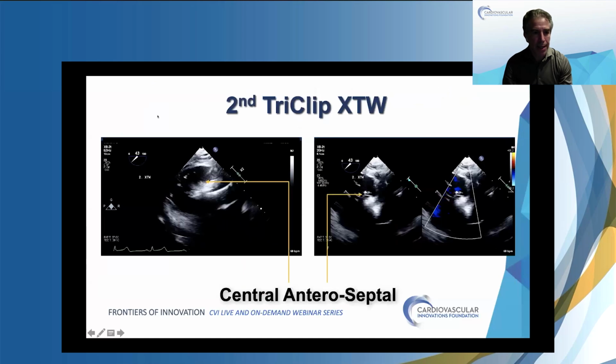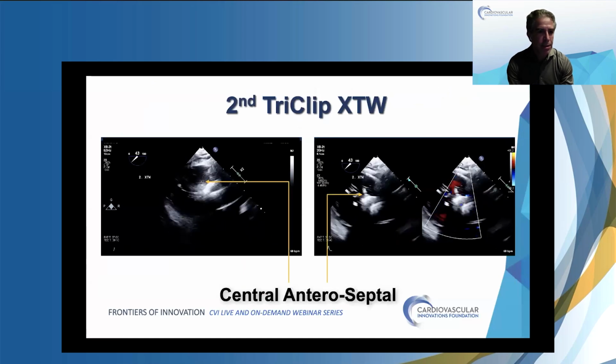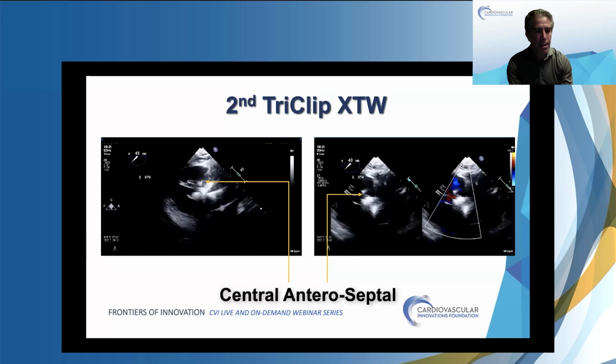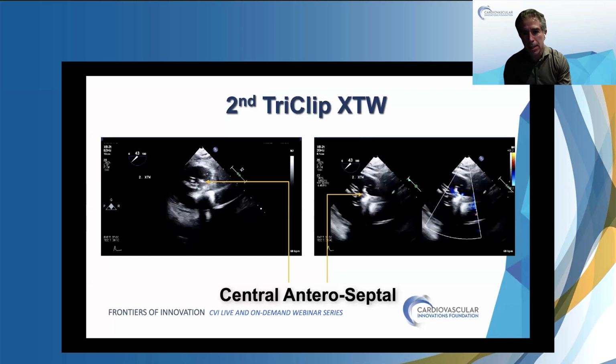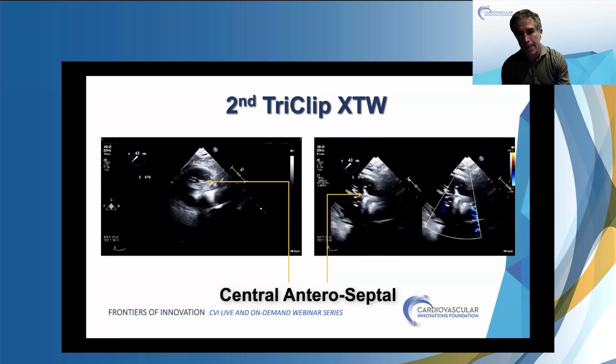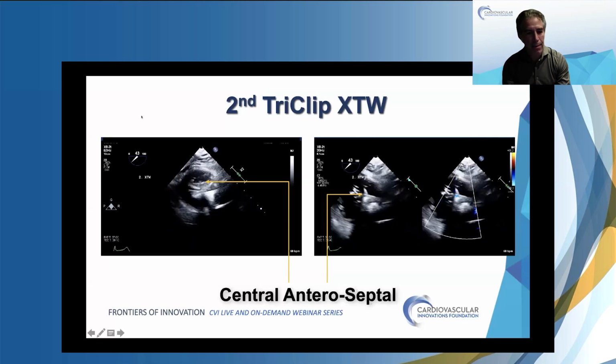So now is the second grasp, and you see here we've oriented the clip in the transgastric. You don't even see the lead here because it's quite posterior. And now we've grasped and closed the clip, and you can see just posterior or just central to the second clip is our lead, right? And you see a really nice reduction in the TR. Next slide, please.